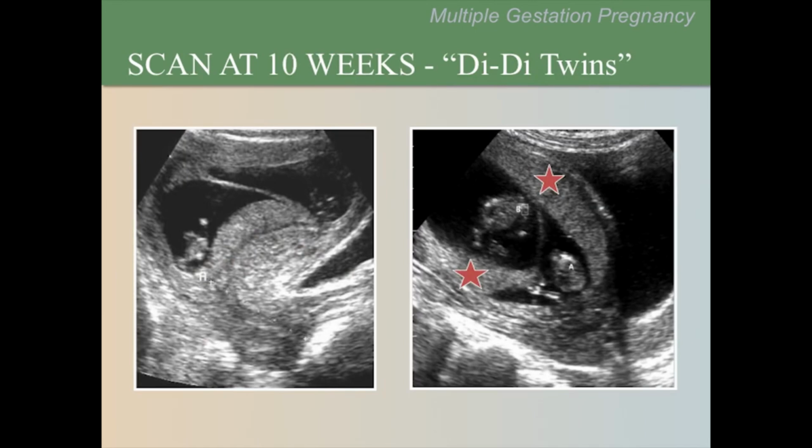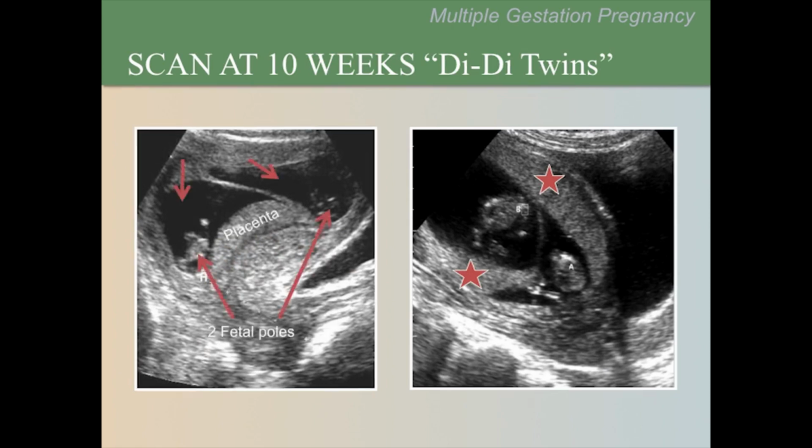Here are two images that are also typical of a di-di twin pregnancy at 10 weeks. Please ask a volunteer to identify what they see in the left image and pause the video. Here we have labeled the two gestational sacs, two fetal poles, and placenta that can be seen in this image. Note that the dividing membrane looks thick in this image, which is typical in a di-di twin pregnancy. There are two placentas in this pregnancy, but only one of the placentas can be seen in this image.